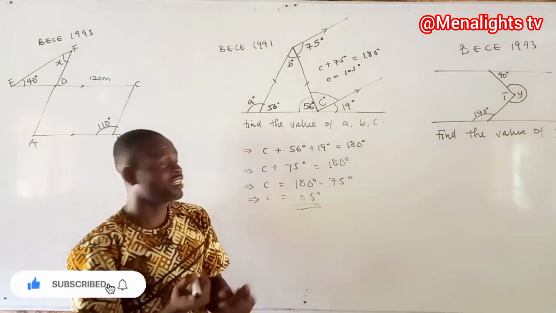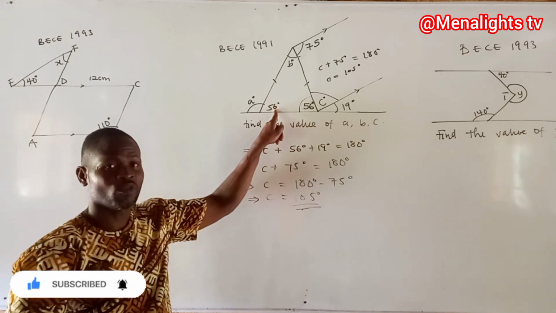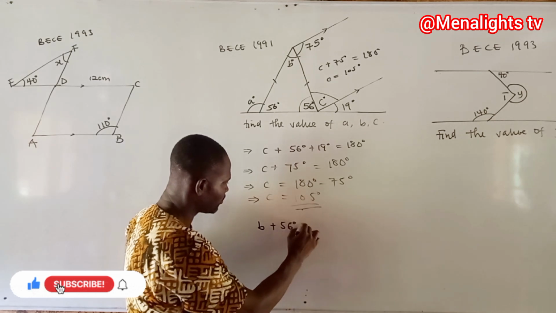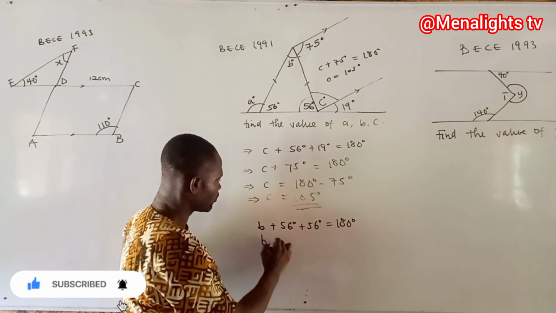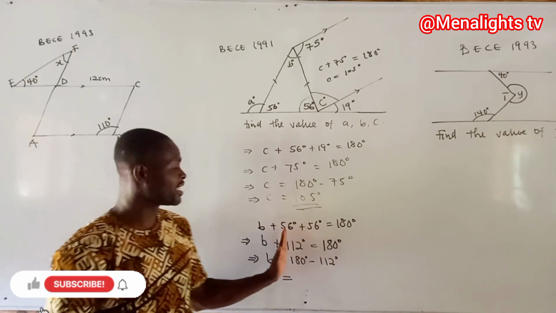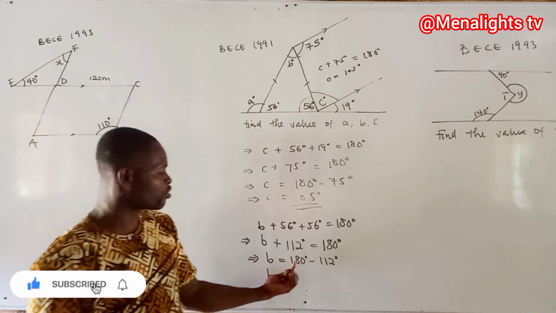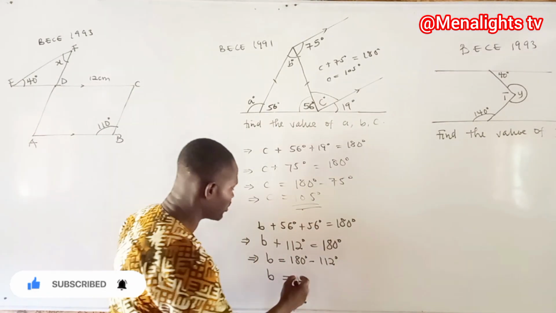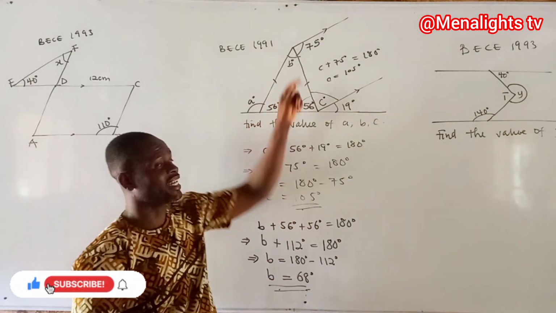So for us to find B, B plus 56 plus 56 will give us 180. The 56 plus the 56 will give us 112 degrees. So you group like terms, B is equal to 180 degrees minus 112 degrees. So B will give us 68 degrees. So that means the angle at B is 68 degrees.